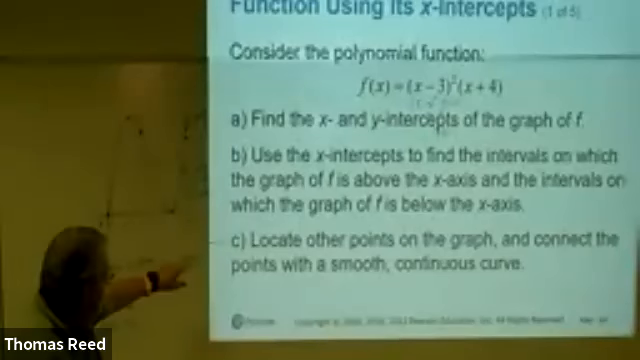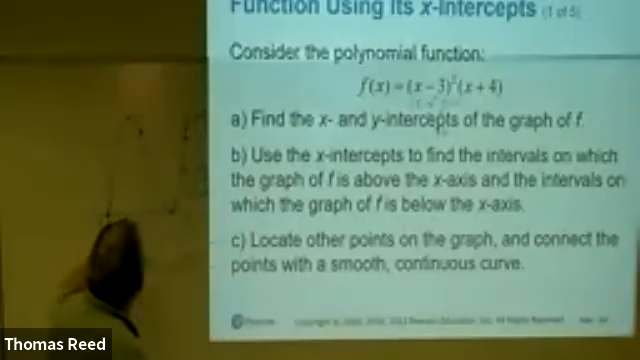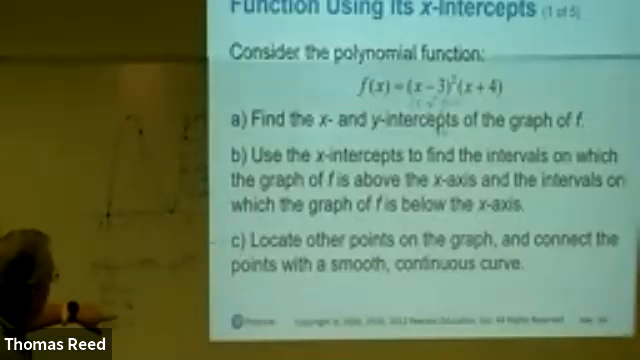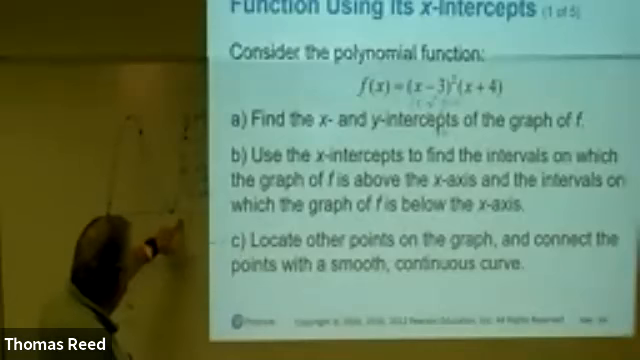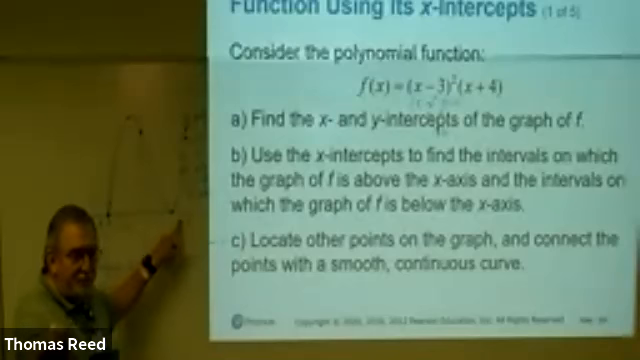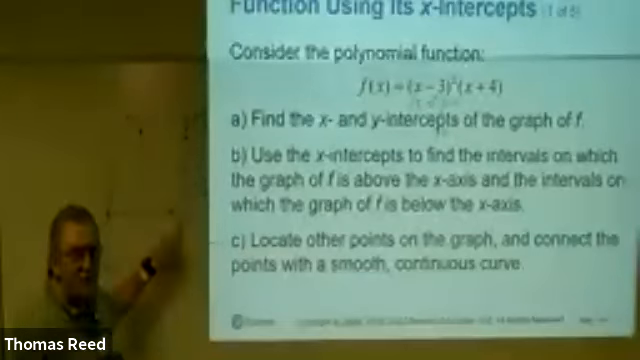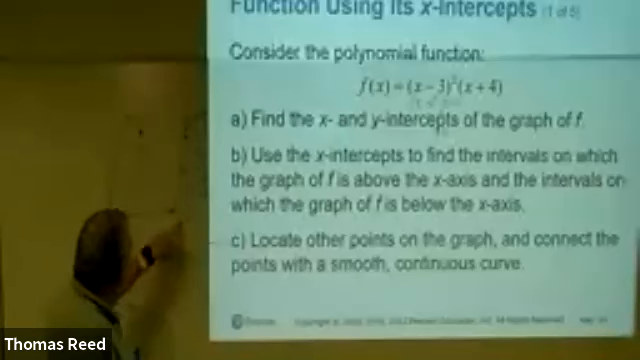Look, and then I could find other points other than the ones I found here. I could plug in 4. If I put 4 in for x, I'll get 6. I've done this before so many times. I've memorized some of these.